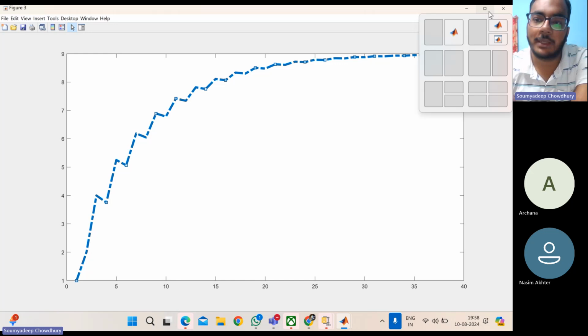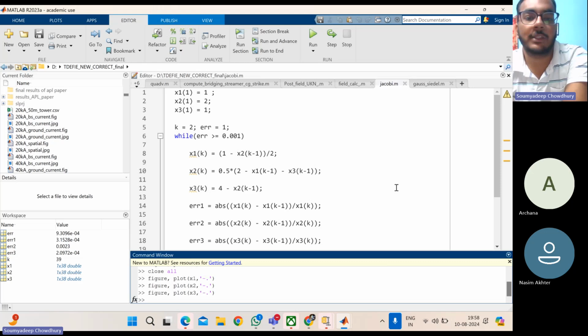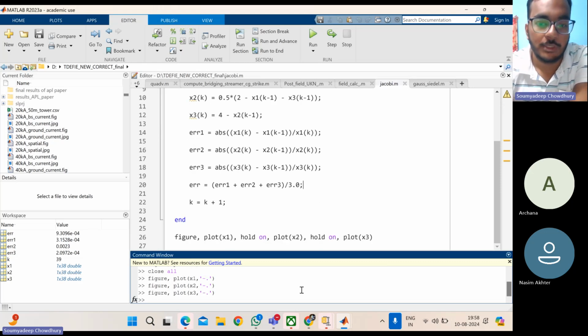Using MATLAB, or simply you can do it in an Excel sheet also. You can take an Excel sheet with these iterative equations I have written: x of 1 equals 1 minus y of 0 by 2, y of 1 is 2 minus x0 minus z0 by 2. Then you can easily do it yourself and check the different values. If I show you the different values, you will understand.